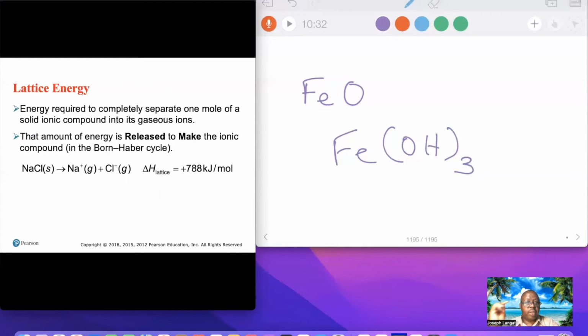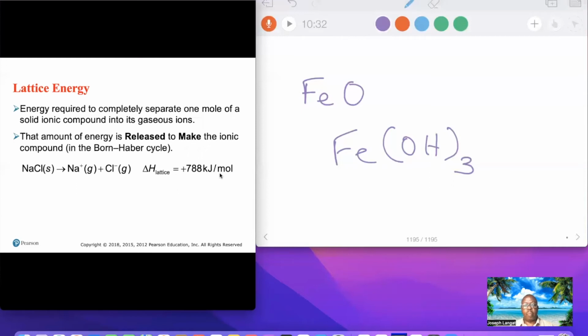lattice energy. The energy required to completely separate 1 mole of a solid ionic compound into its gaseous ions. Be able to define that. That's the total energy, it could be in kilojoules or joules, required to separate 1 mole of solid ionic compound into its gaseous ions. For sodium chloride, separating sodium from chlorine in solid form into gaseous sodium ion and chloride ion in gaseous state, the minimum energy.